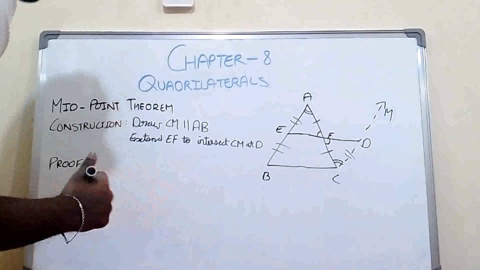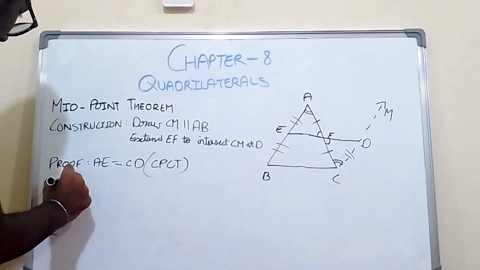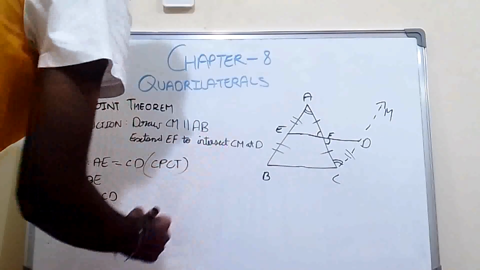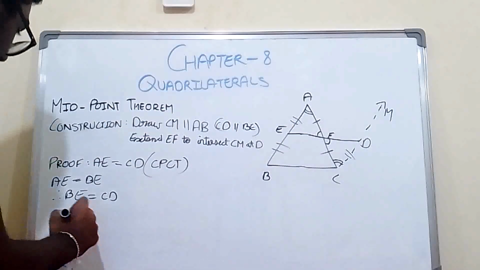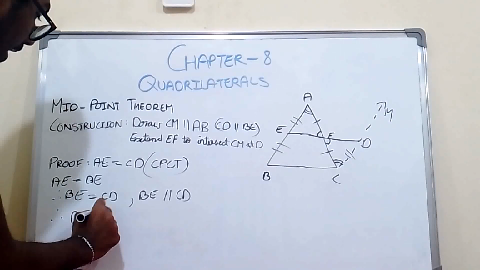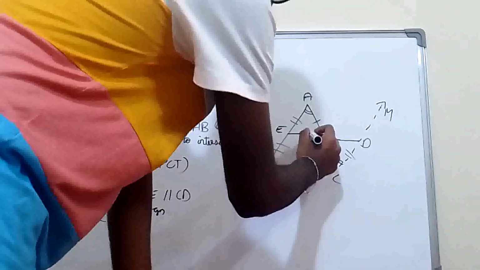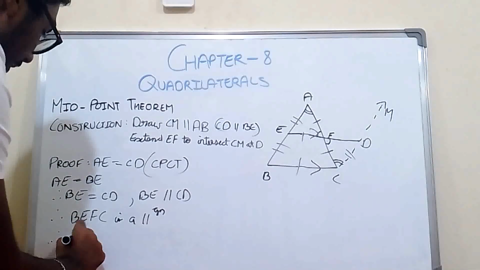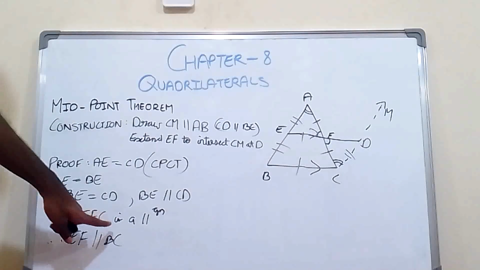So now we can write that AE is equal to CD because of CPCT, and we knew anyway that AE is equal to BE, it was given. Therefore, BE is equal to CD, and if CM is parallel to AB, then CD is parallel to BE, which is already there because of our construction. So therefore, BEFC is a parallelogram. And if it's a parallelogram, then these two sides are parallel and equal. So now we have done our first part. Therefore, EF is parallel to BC because BEFC is a parallelogram.